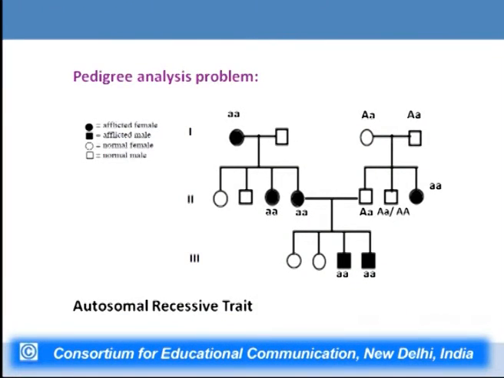Likewise, we can solve many pedigree problems by assigning genotypes to different individuals of different generations, and this will help us, the students of genetics, a great deal.